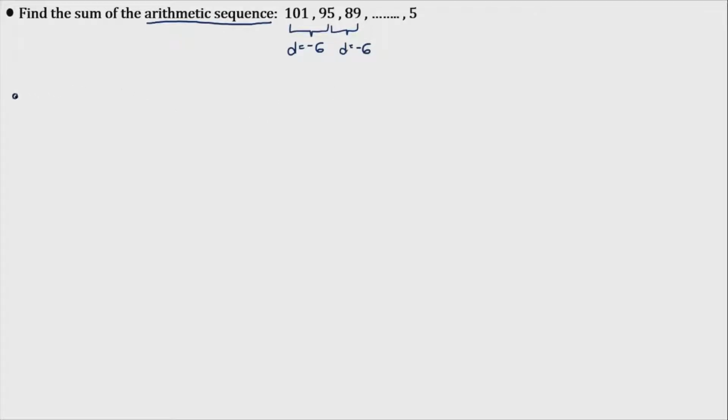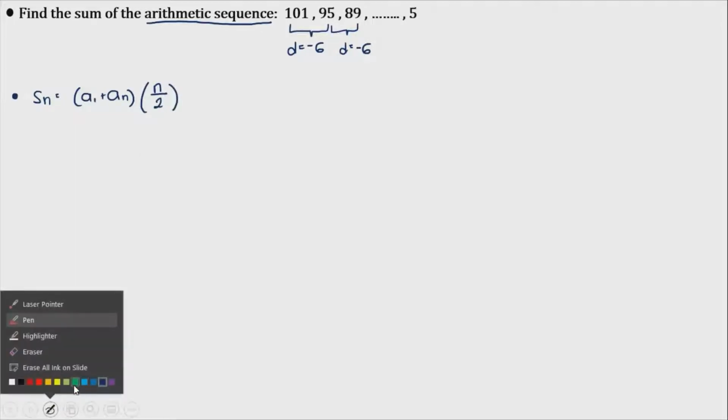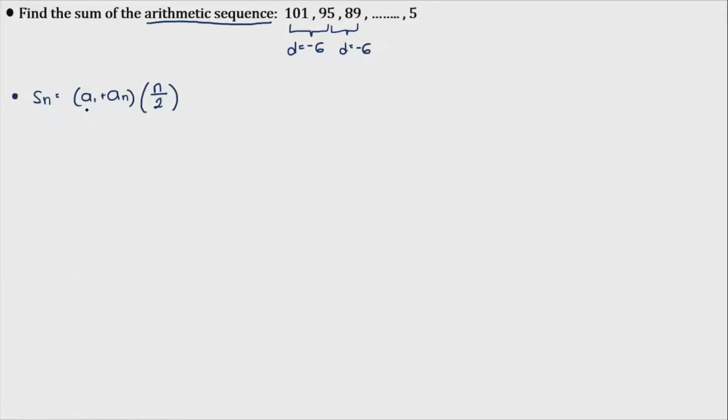So, set up na natin yung formula for the sum of the arithmetic sequence. Ano yung formula? Sn is equal to A1 plus AN times n over 2. Okay. Given tayo ng A1, yung first term, which is 101. Then given tayo ng AN, which is yung last term, which is yung 5.